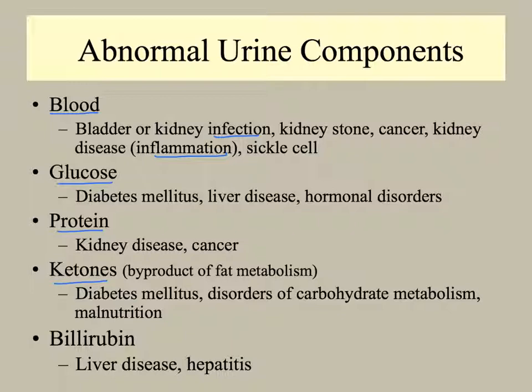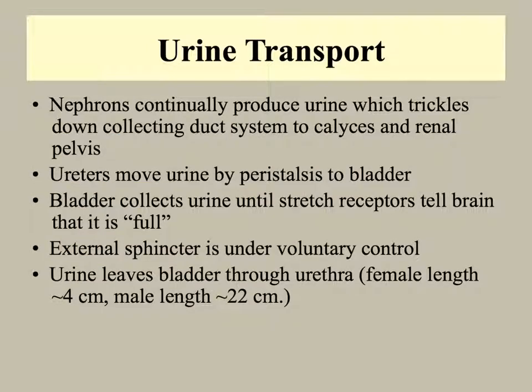And then the last one, bilirubin, which gives that dark color to your urine. That is, of course, a breakdown product of red blood cells, but if someone is suffering from liver disease or hepatitis, an infection of the liver, the bilirubin may spill over into the blood and then color the urine as it's excreted as a waste product.